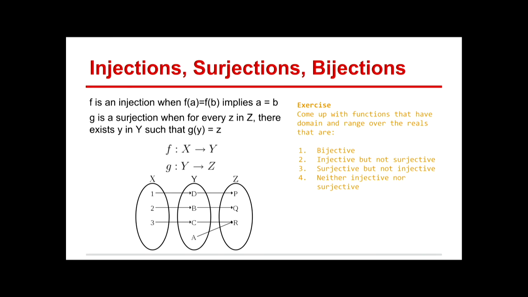The question is, what's the difference between a bijection and an injection? Well, a bijection is an injection and a surjection. A bijection is both injective and surjective. So a function that is injective and not surjective is not a bijection. Does that answer your question?